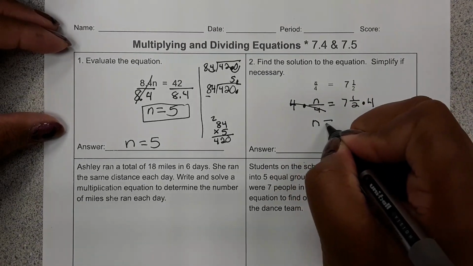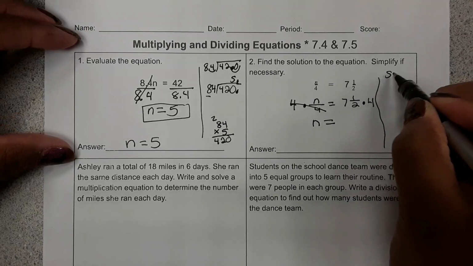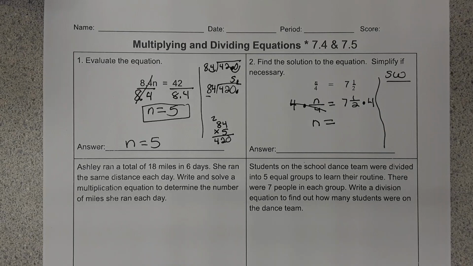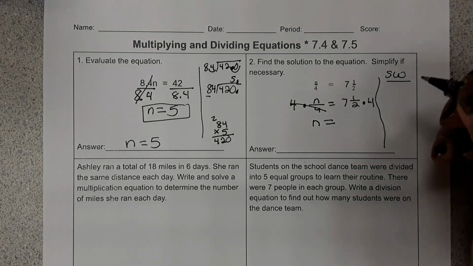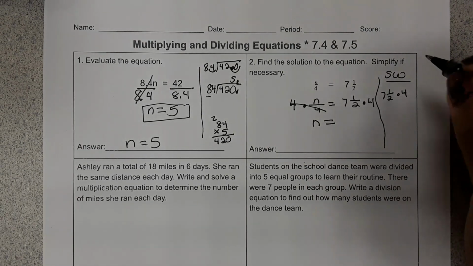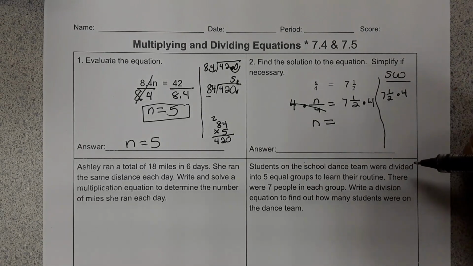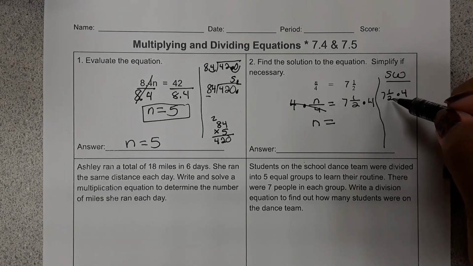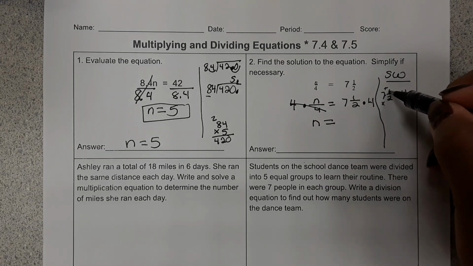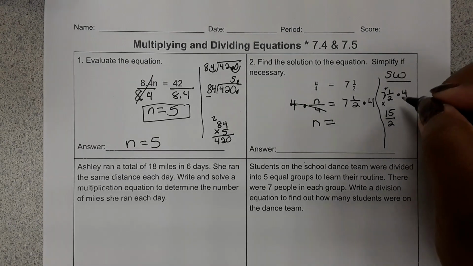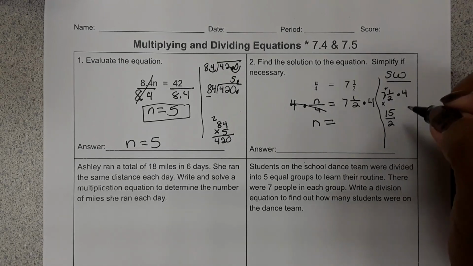I end up with n is equal to, and once again, I'm going to go off to the side and find this answer. So I have 7 1/2 times 4. Well, to start, I'm going to change the 7 1/2 into an improper fraction, where my top number is larger than my bottom. 2 steps, multiply and add. 7 times 2 is 14, plus 1, 15 over 2. So 15 halves. So I have 7 1/2 now written as 15 halves.